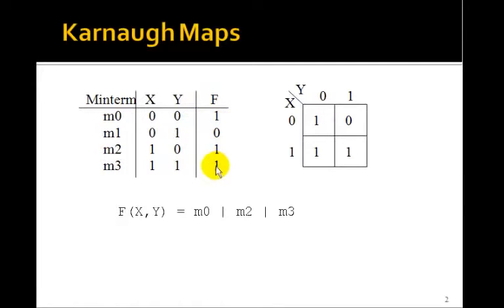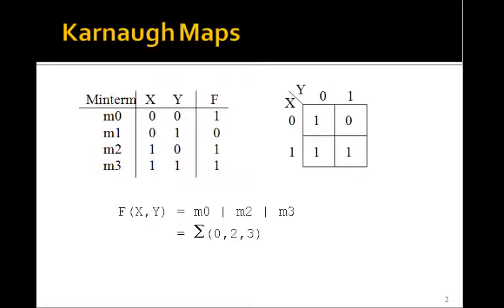Now, I can write the sum of products of this function as the sum of m0, m2, m3, you remember. And we'll use a shorthand notation. We'll say sum of 0, 2, and 3. This means min term 0, min term 2, min term 3. So it's these three terms.